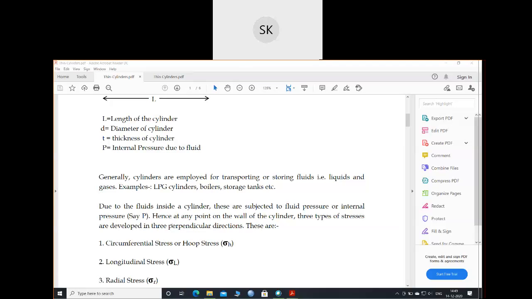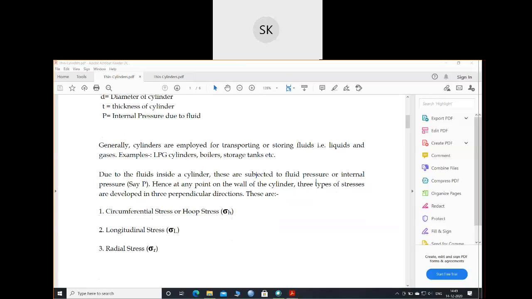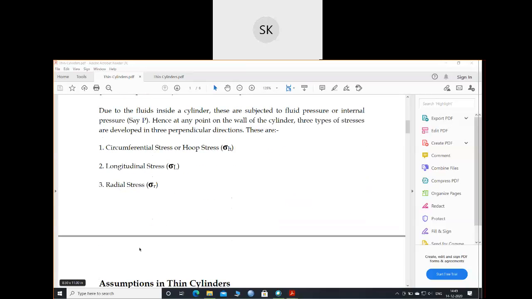Hence at any point on the wall of the cylinder, three types of stresses are developed: hoop stress, longitudinal stress, and radial stress. In the case of a thin cylinder, the radial stress is negligible, so we normally consider these two stresses only. One is circumferential stress or hoop stress, another is longitudinal stress.